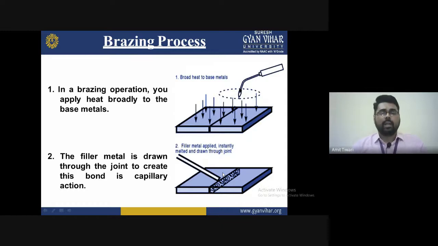So this is how the brazing process is done: first heat the base material, then heat the filler material, melt it, and fill up the empty area. These are the steps of a brazing operation.